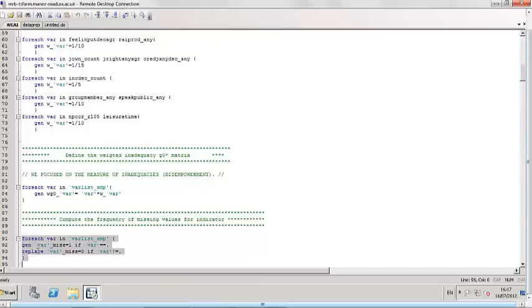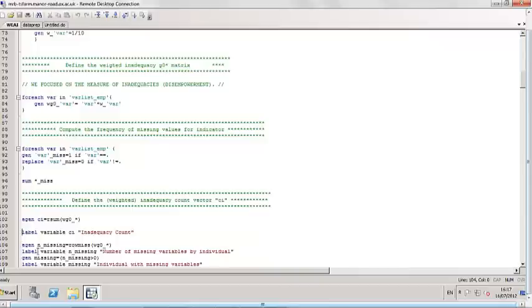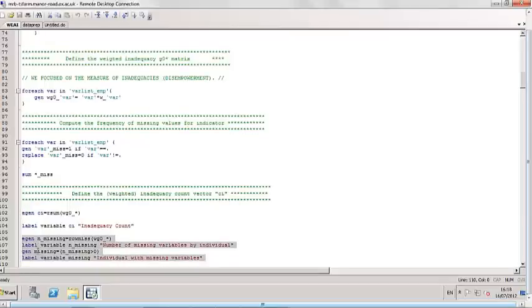Then we compute the frequency of missing values for each indicator. Finally, we define the weighted inadequacy count vector, CI. CI gives me the individual's inadequacy count. It varies between 0 and 1. It gives me the weighted number of inadequacies that the individual has. And here we check the sample drop due to missing values. How many individuals are we missing? For how many individuals do we not have the CI?